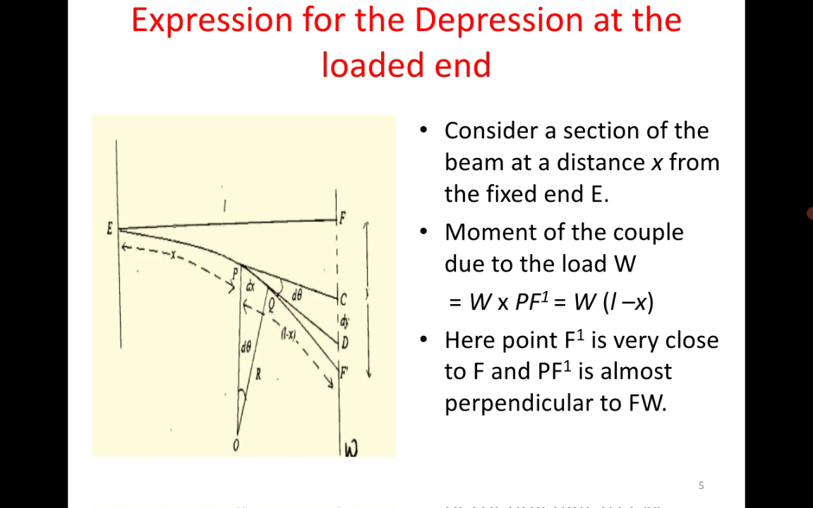Then CD is the depression of the loaded end due to the portion of the beam PQ. Then the total depression is given by FF dash. Then the moment of the couple due to the load W is equal to W into PF dash, and it is equal to W into L minus x, because P is at a distance of L minus x from the point F dash.